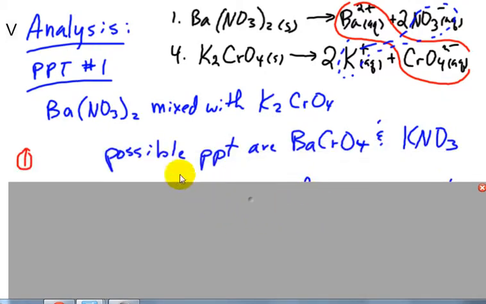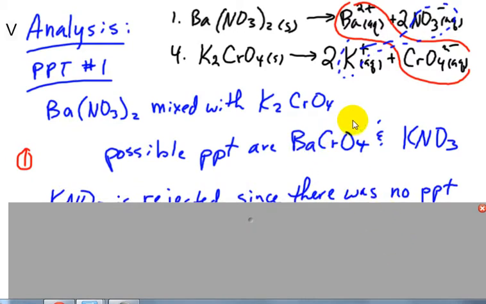So what you have to say here is when barium nitrate was mixed with potassium chromate, the possibilities that we got were barium chromate and potassium nitrate. So I just exchanged partners, the double replacement reaction here, the positive cations and the negative anions switch. So what we have to do is look to see other boxes where these could have occurred.